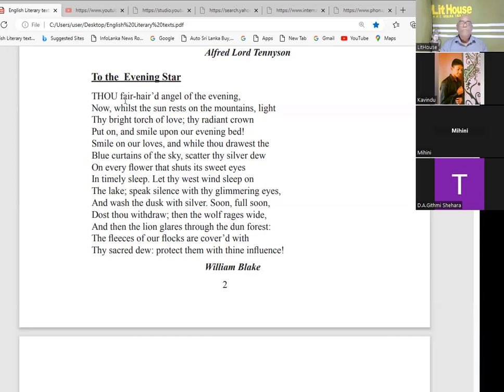Okay. First line. Take a pencil into your hand and annotate. Write down everything in the book itself. Thou fair-haired angel of the evening. Thou means you. In modern English, thou means you. Now, fair-haired angel. Fair-haired, I told you. Goddesses in Western countries, they have fair hair, not black hair.